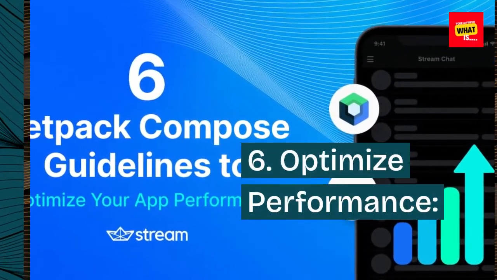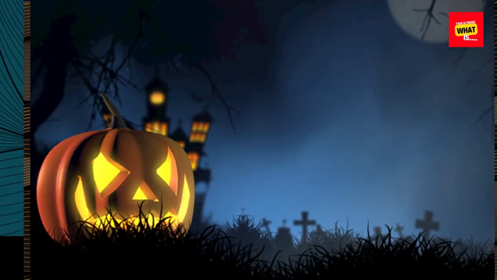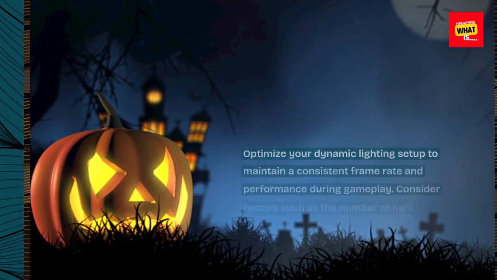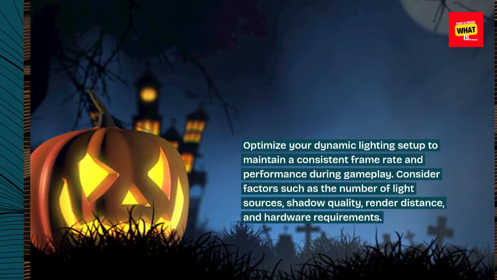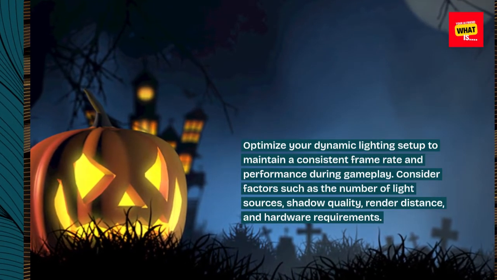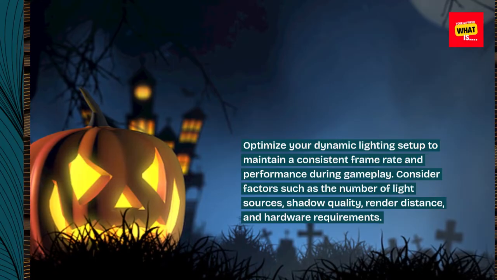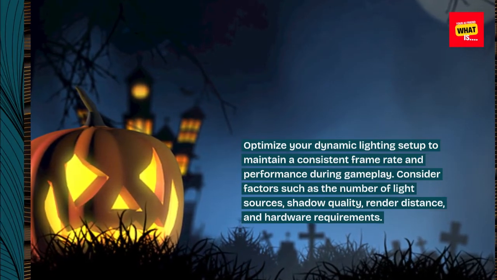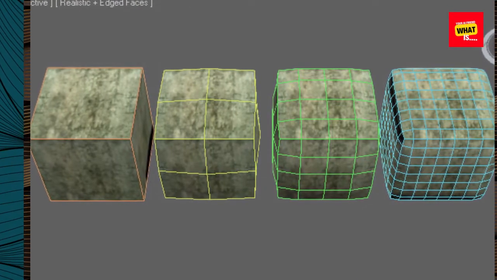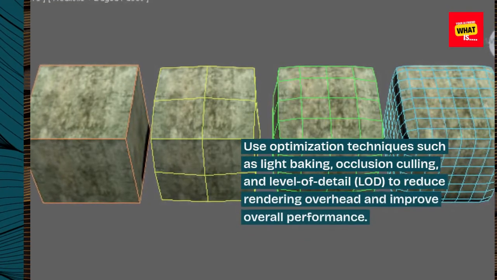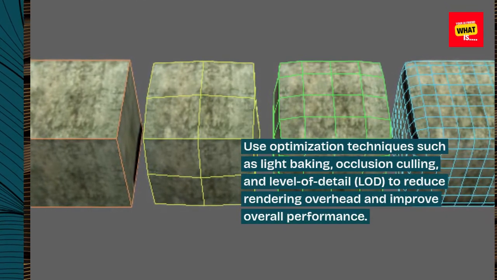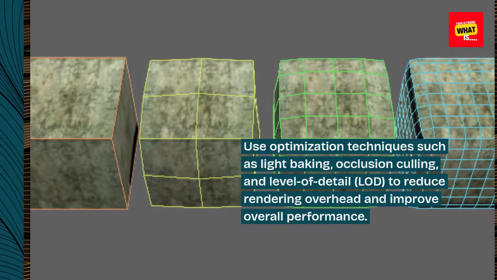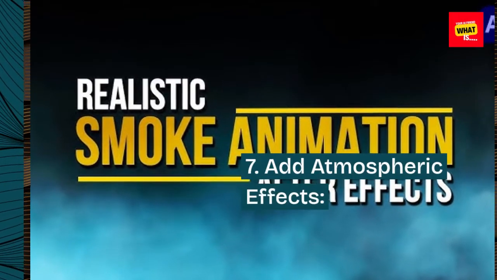6. Optimize performance. Optimize your dynamic lighting setup to maintain a consistent frame rate and performance during gameplay. Consider factors such as the number of light sources, shadow quality, render distance, and hardware requirements. Use optimization techniques such as light baking, occlusion culling, and level of detail (LOD) to reduce rendering overhead and improve overall performance. 7. Add atmospheric effects.